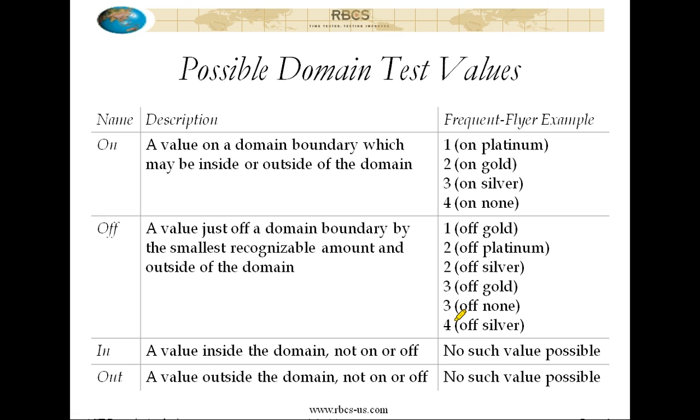And then 4 is an off value for silver because we're just below the number of miles needed to jump into the silver status level. Okay, so ons and offs. We have ons and we have offs.